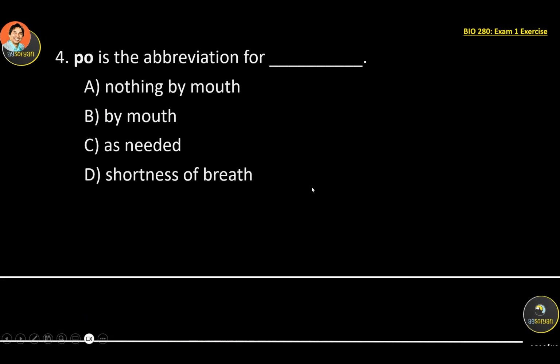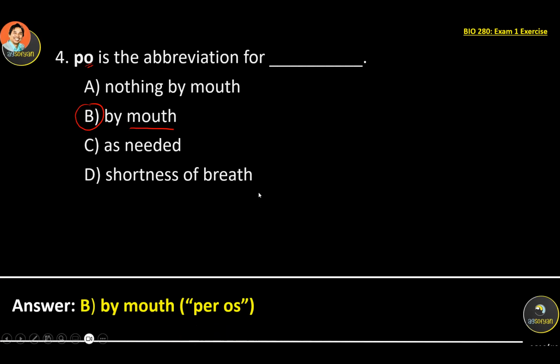PO is the abbreviation for. So this is a Latin word. So O is related to mouth. Okay, O, oral, or os, which is mouth. So PO means by mouth. Okay, so PO actually means per os, or by mouth.